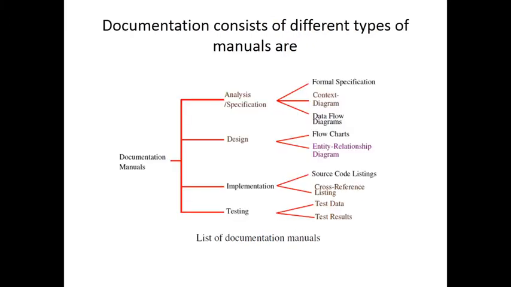Let's elaborate on this. There are different types of manuals or documentation that are prepared while the software is developed. Let's talk about the phase-related ones. Say the first phase is requirement analysis and specification, right? So the document that is prepared here is a formal specification document. We make context diagrams and data flow diagrams. Ultimately these two are a part of the SRS, the software requirement specification document, and also a part of the design document that we are going to elaborate in the further lectures.